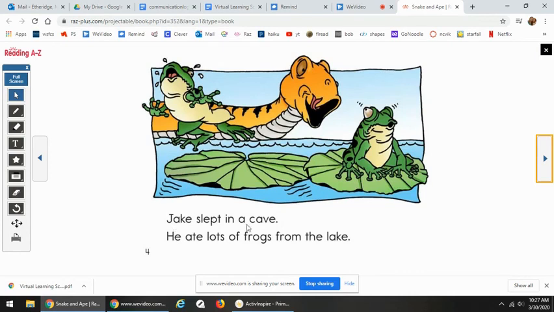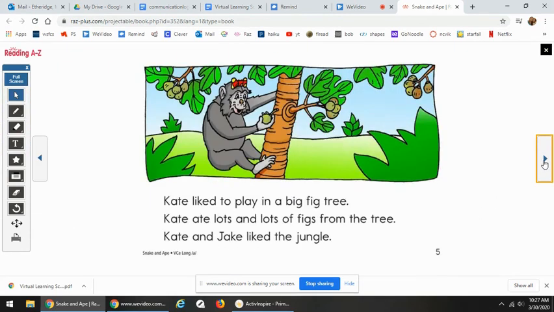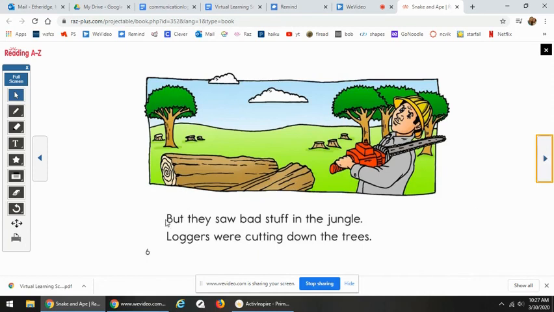Jake slept in a cave. He ate lots of frogs from the lake. Kate liked to play in a big fig tree. Kate ate lots and lots of figs from the tree. Kate and Jake liked the jungle. But they saw bad stuff in the jungle. Loggers were cutting down the trees. It makes me think of the Lorax story. What do you think about them cutting down the truffula trees?